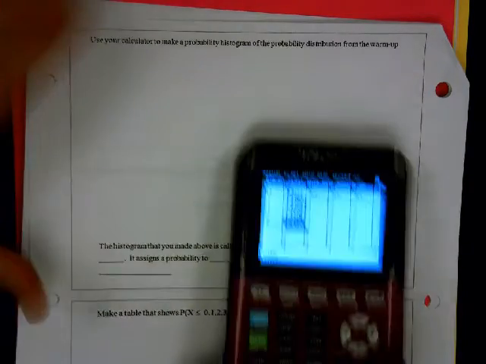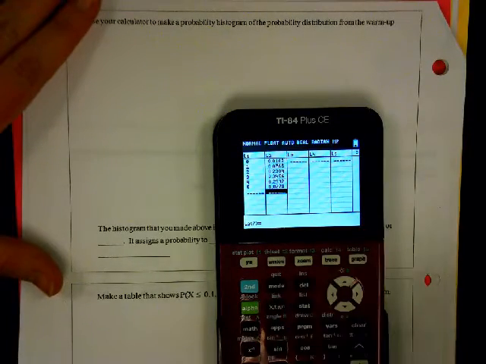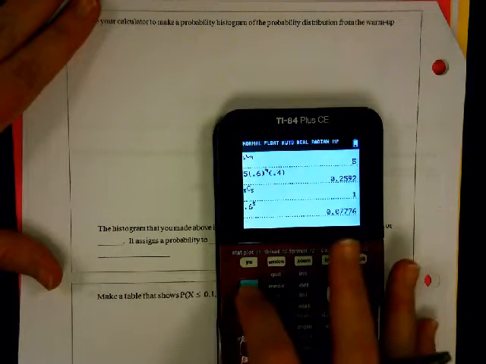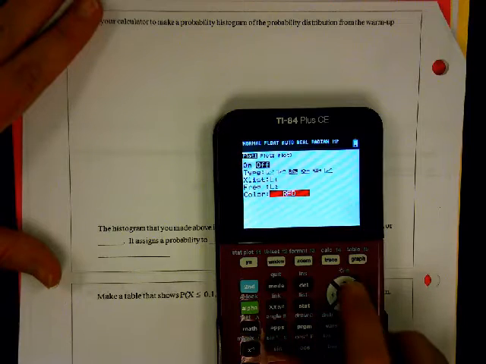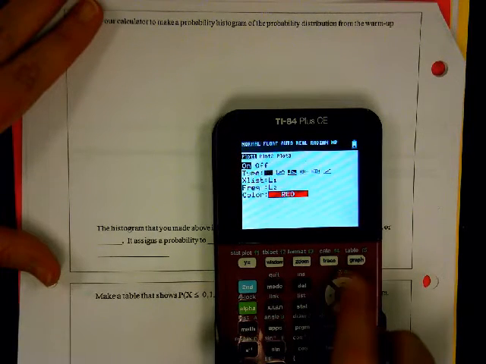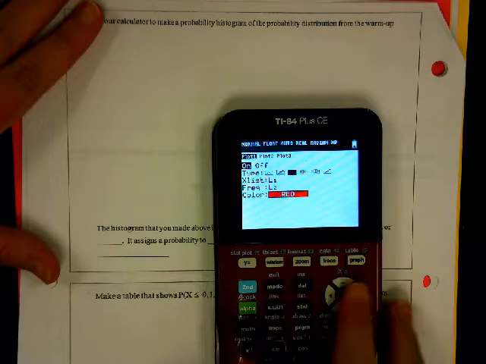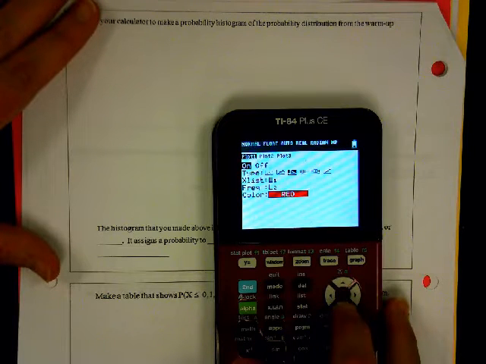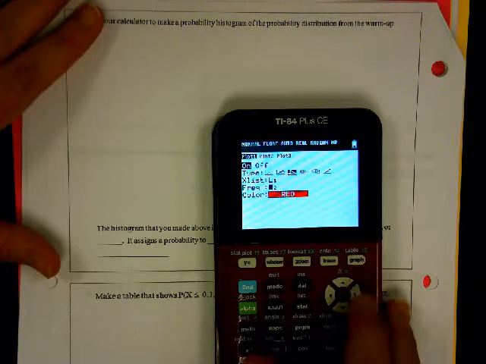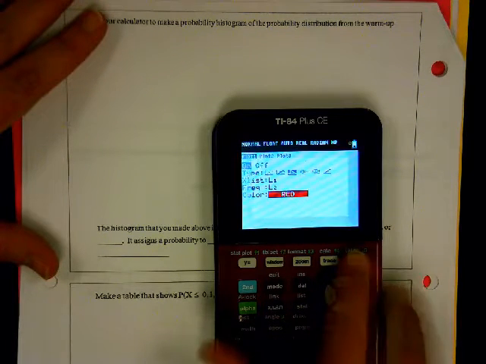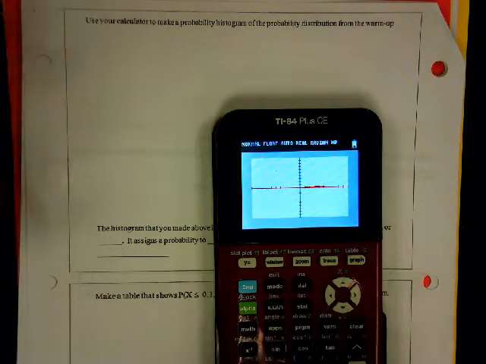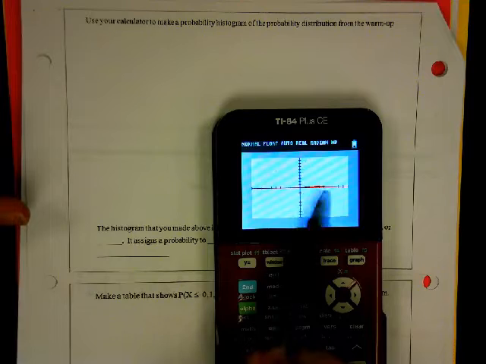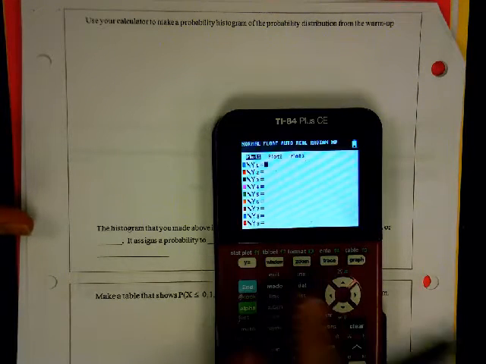So remember, once you have your lists in there, you want to quit out. We're going to go second y equals to get to our stat plots. Make sure you turn it on. Type is the third one, which mine is already highlighted. X list is list 1, and the frequency list is list 2. Then I hit graph. You can kind of see there's probably a histogram over there, but my y equals is empty.